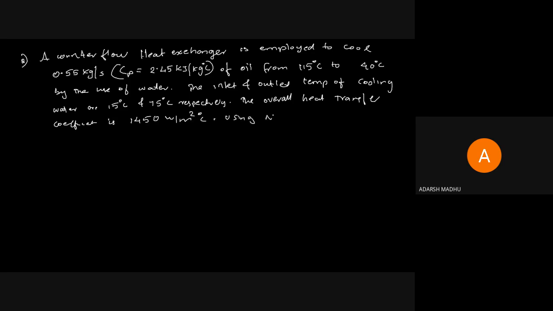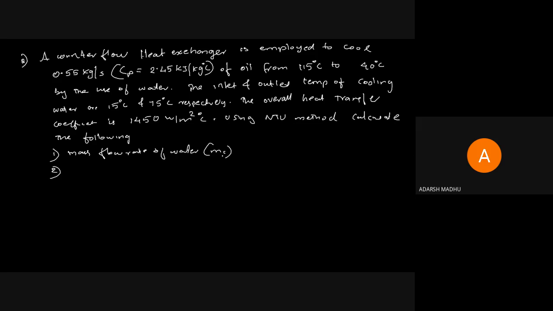Using the NTU method, calculate the following. Using the NTU method, you want to find the mass flow rate of water, that is MW or M of water, or MC. Water is used as a cooling medium, so it is MC. And the effectiveness of the heat exchanger.